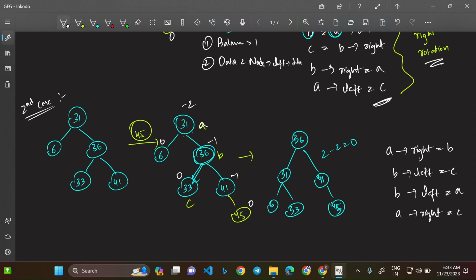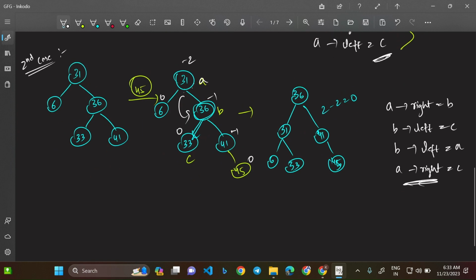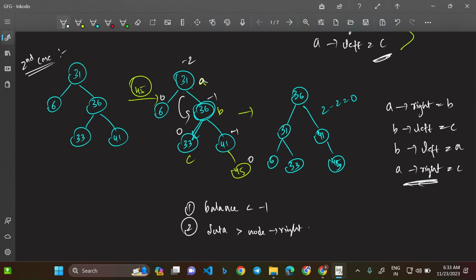This is a left rotation. This is a case of left rotation. What are the things that we are doing in the left rotation? These are the particular things that we are doing. And what are the conditions for the left rotation? The first thing is your balance factor turns out to be less than -1. And the second thing is the data that you have added just now is greater than the node's right data, isn't it?